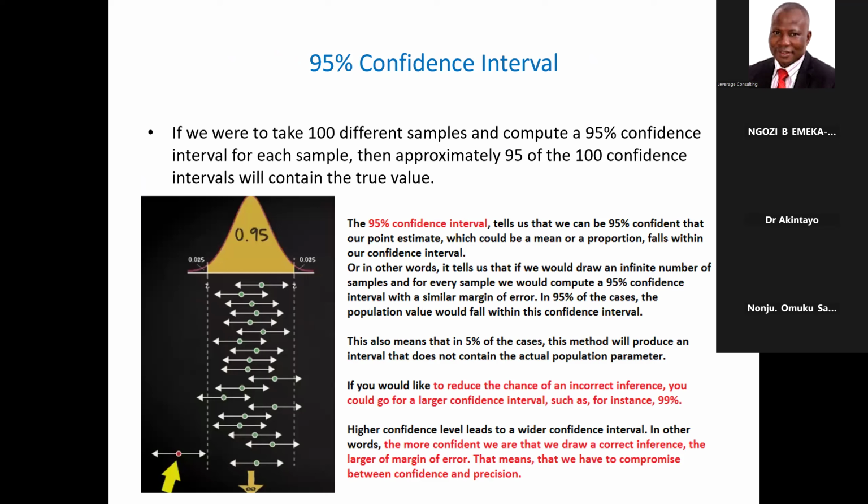Just to revisit the 95% confidence interval, what it means is that if you were to take 100 different samples and compute a 95% confidence interval for each sample, then approximately 95 of the 100 confidence intervals will contain the true value. Do you get it? If you take 100 samples and compute the 95% confidence interval for each, 95 out of the 100 will include the real value in the population. That's the meaning of a 95% confidence interval.